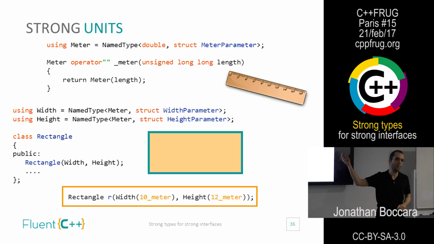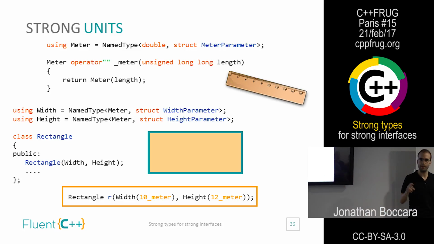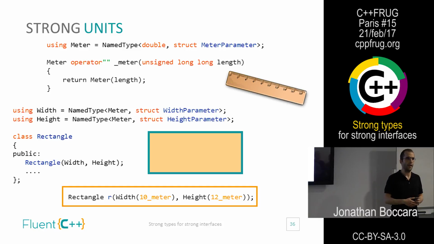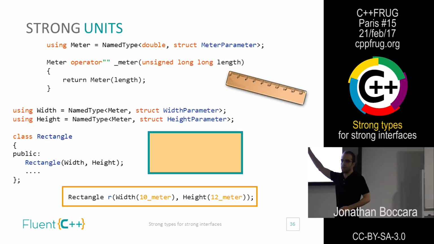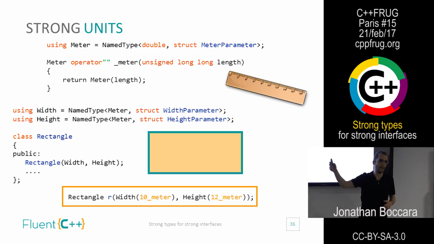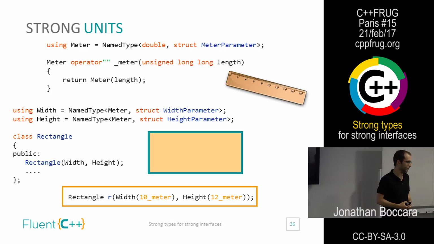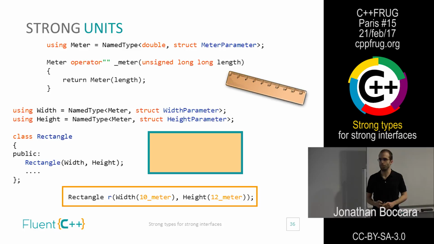Right, so that operator, quote quote, means that I can use a literal, like 10, and append that thing, underscore meter, and then I get into that code. And I say that this code builds a meter from the inside. And then how can I use that?